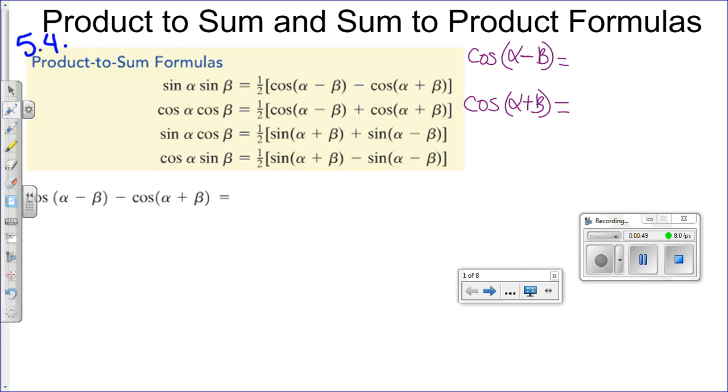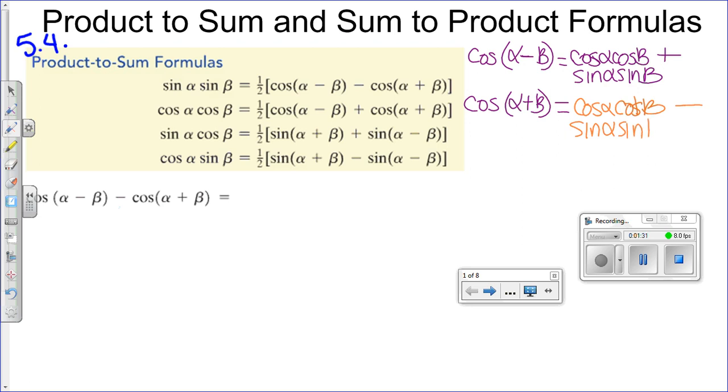It's cosine, cosine, sine, sine, and then we still have a plus. Yeah, that's right. Maybe you guys should memorize it too. Sine, sine. And then the other one for the addition will be cosine alpha, cosine beta, minus sine alpha, sine beta.